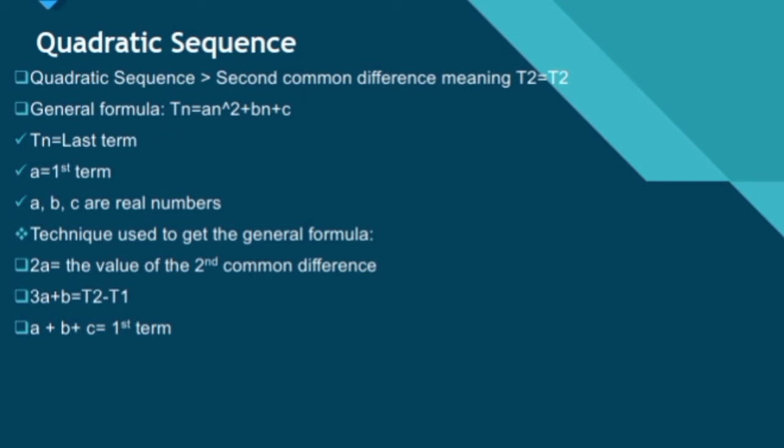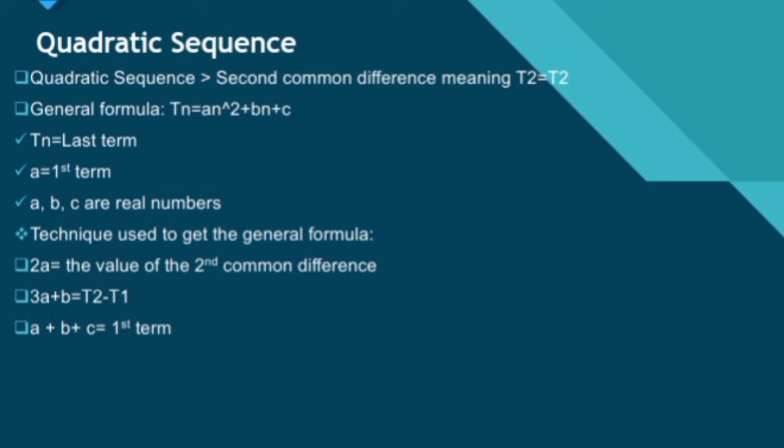So the technique we use to find the general formula: after finding the second difference, we say 2a is equal to the value of the second common difference, and then we divide by 2 and find our value of a, right? To find the value of b, the second technique is to say 3a + b = T2 − T1, meaning the first difference. Then you find that, right? We'll be going through examples. I hope right now you might be in the dark, not understanding, but you will understand soon.